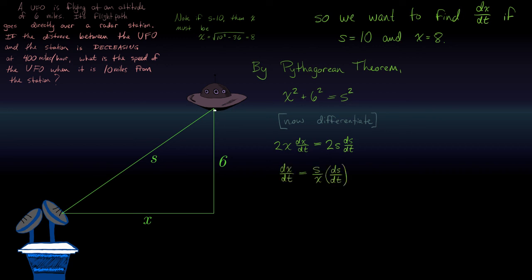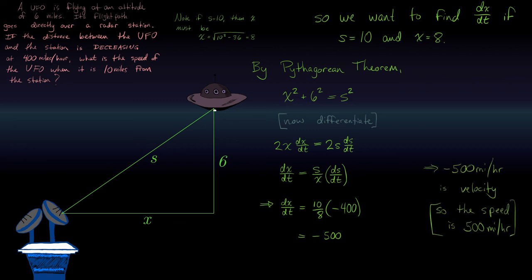So if we solve for dx dt and then just plug everything in that we know, 10, 8, negative 400, and we simplify, we get negative 500, and that is miles per hour, or whatever unit we're usually going to be given, we'll put here. And it's moving to the left, so we have negative 500 miles per hour. That's the velocity, but the speed is just the absolute value of that. So 500 miles per hour is what we're looking for.